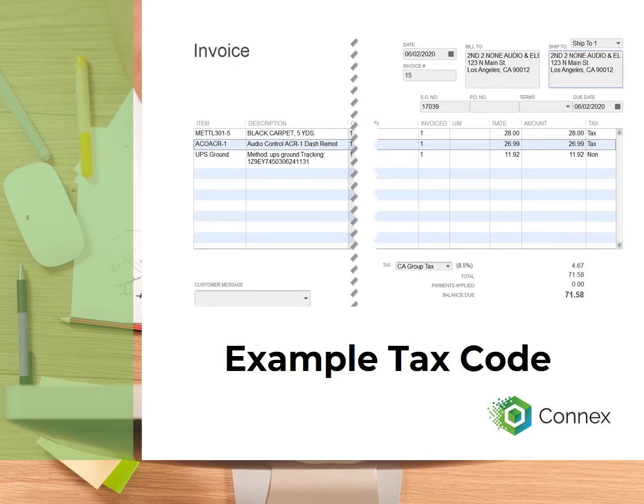So here's an example of our software mapping a tax code on a QuickBooks order. You can see on the bottom of the sale where it says CA group tax, we've applied 8.5%. And on the right hand side of the screenshot, you see the word tax. Now the items that are marked as tax are going to have the 8.5% applied to them, and the items that are marked as none are going to have no tax applied.